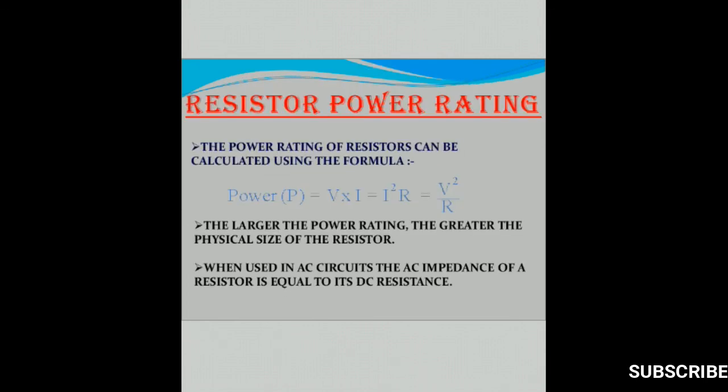Then after that, the power rating of a resistor. The power rating of a resistor can be calculated using this formula, that is P equals VI, or P equals I squared R, or P equals V squared by R. The larger the power rating, the greater the physical size of a resistor. It means if we increase the power rating of a resistor, the size of the resistor will automatically increase. When used in an AC circuit, the AC impedance of a resistor is equal to its DC resistance. Okay.